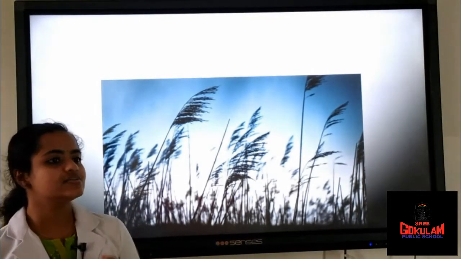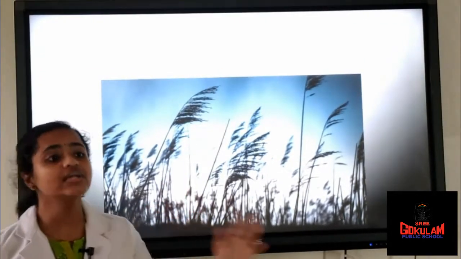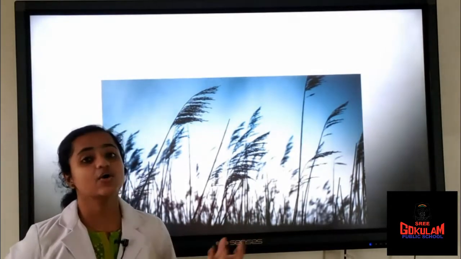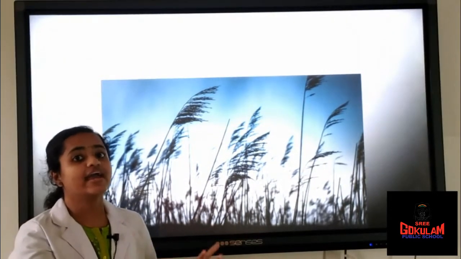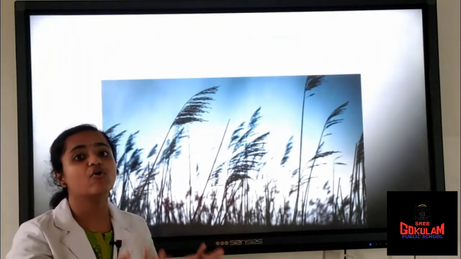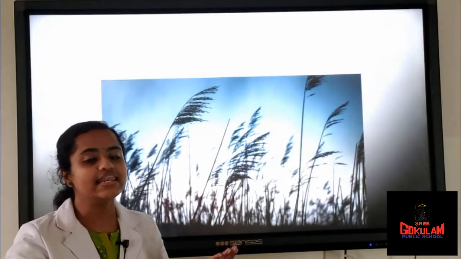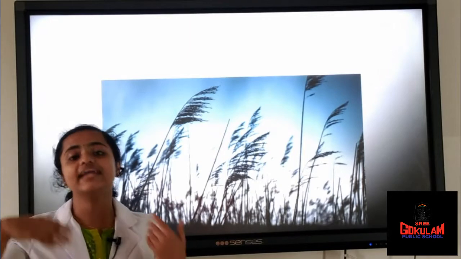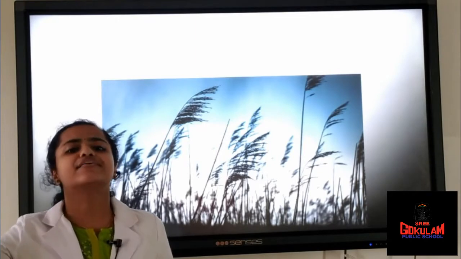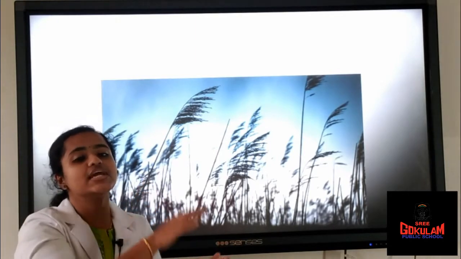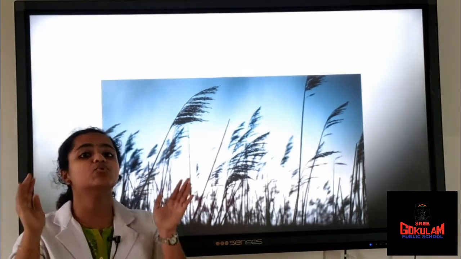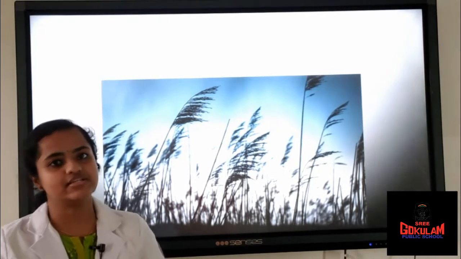So when the sun is very hot, the land also becomes very hot. And the hot or warm air will rise up from the land. And the cool air from the surroundings rushes to take the place of this warm air. This moving air is called wind.